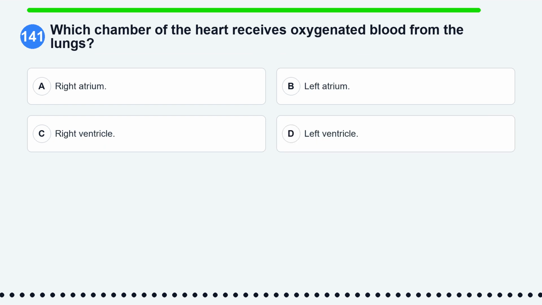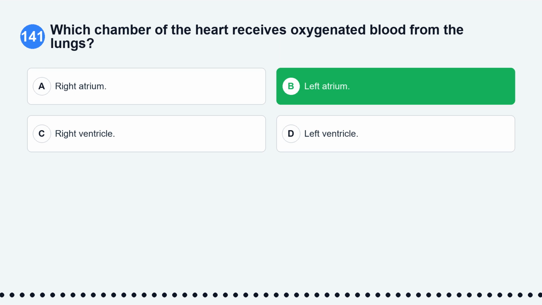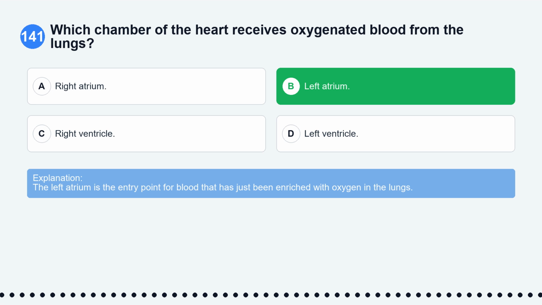Question 141. Which chamber of the heart receives oxygenated blood from the lungs? Option A. Right atrium. Option B. Left atrium. Option C. Right ventricle. Option D. Left ventricle. The correct answer is option B. Left atrium. The left atrium is the entry point for blood that has just been enriched with oxygen in the lungs.